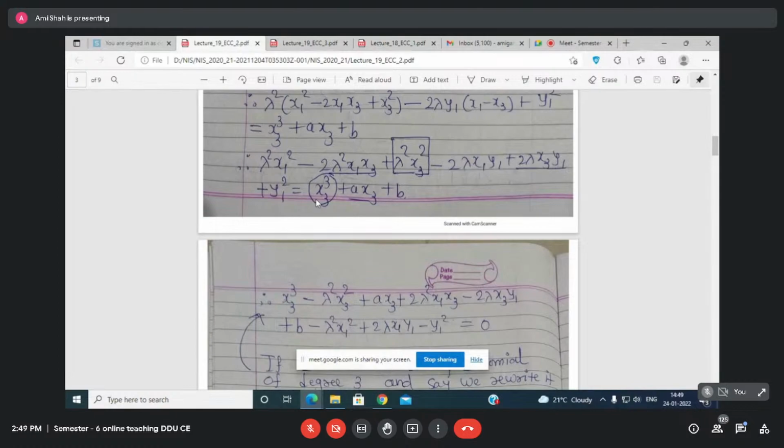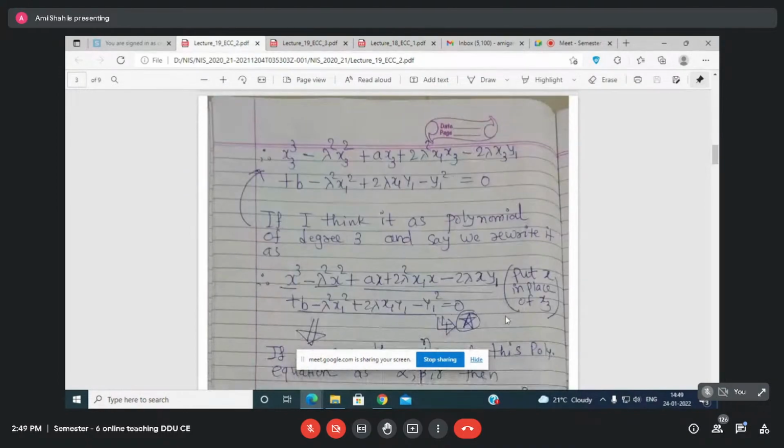So I am writing it this way: x3 cube minus lambda square x3 square plus a x3 plus 2 lambda square x1 x3 minus 2 lambda x3 y1 plus b minus lambda square x1 square plus 2 lambda x1 y1 minus y1 square, that is equal to 0.